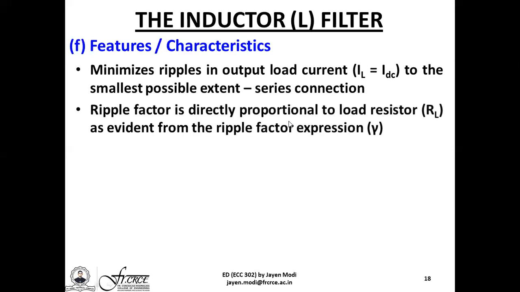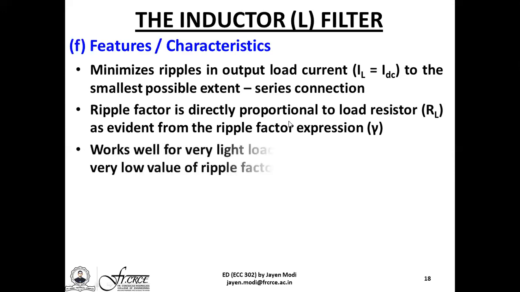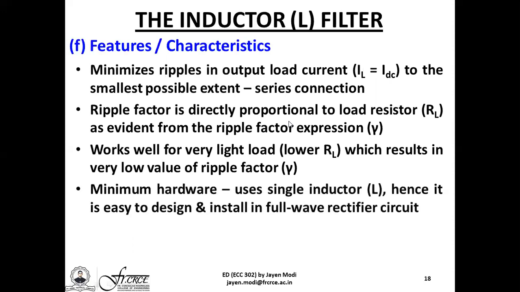Ripple factor is directly proportional to the load resistor RL as evident from the equation of the ripple factor gamma. This means that the inductors work very well for a light load, which will ultimately result in a very low value for the ripple factor gamma. And it also requires minimum hardware, exactly similar to the capacitor filter, because it will only use a single inductor L. Hence, it is very easy to design and easy to install.